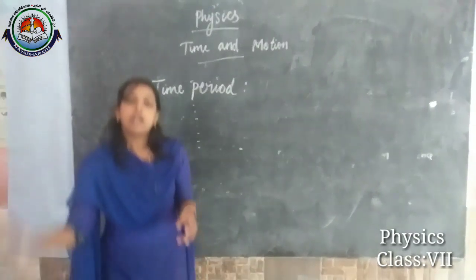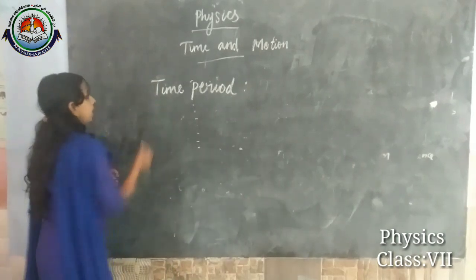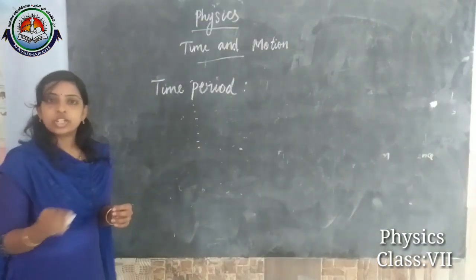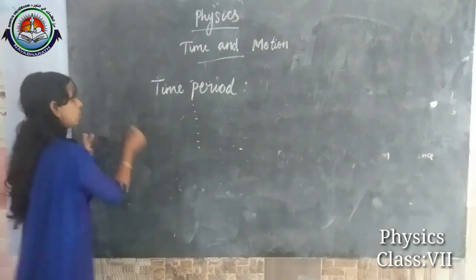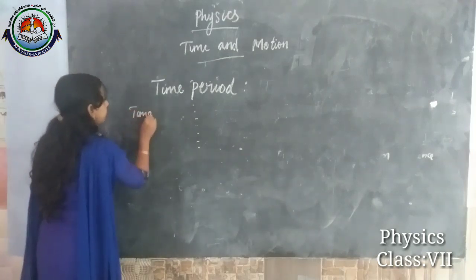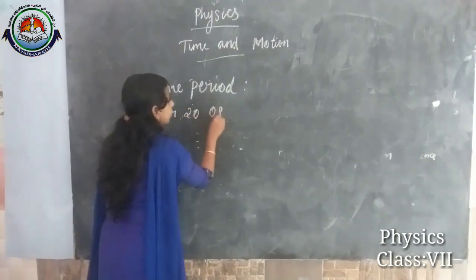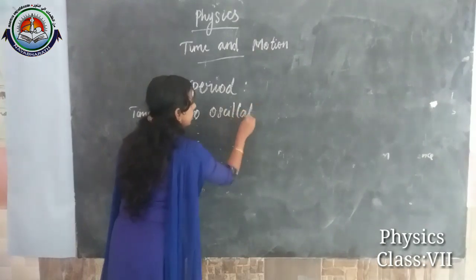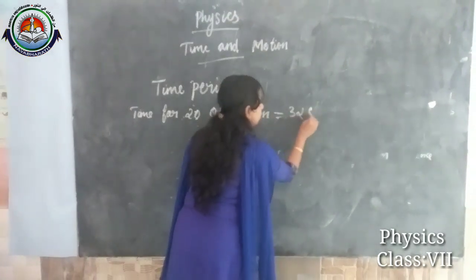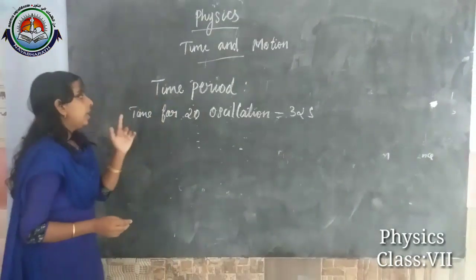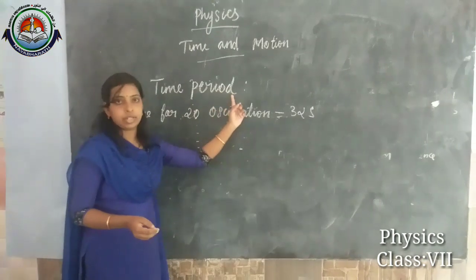So we have to find the time period. That means the time for 20 oscillations, in this question itself it is given, is 32 seconds. So the time for 20 oscillations is equal to 32 seconds. Okay, then what do we need to find out? We have to find the time period.